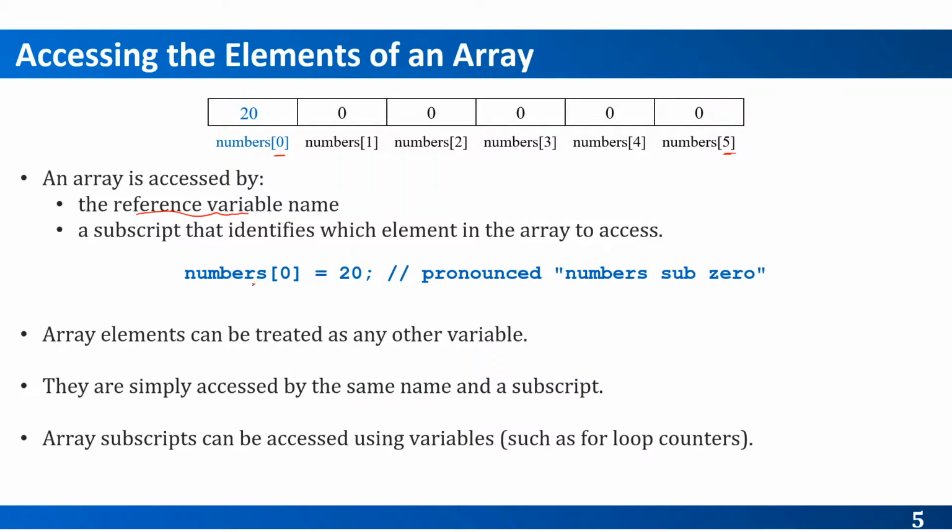So what you want to say here, for example, numbers sub 0, or numbers of 0 is equal to 20. So what you're saying is that for the array referenced by numbers, in the element 0, set it to 20. All right, so that's what you are doing here. And then what will happen is that the first location here will be populated with the value 20 as you instructed. All right. Now this single element, numbers of 0, can be interacted with like any other integer variable. All right.